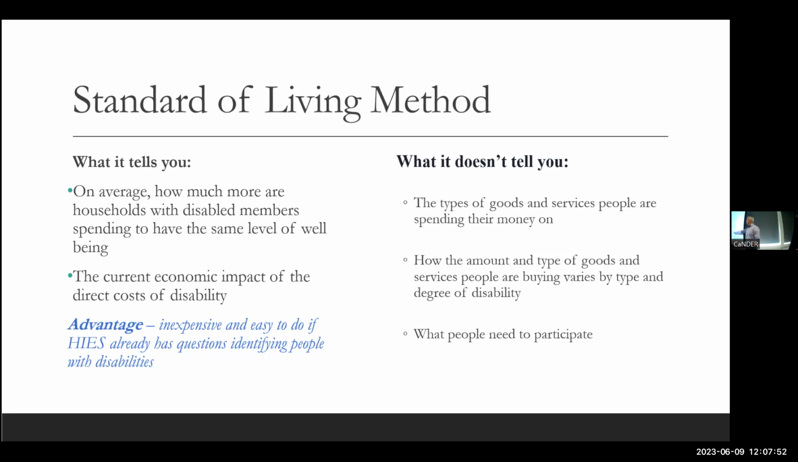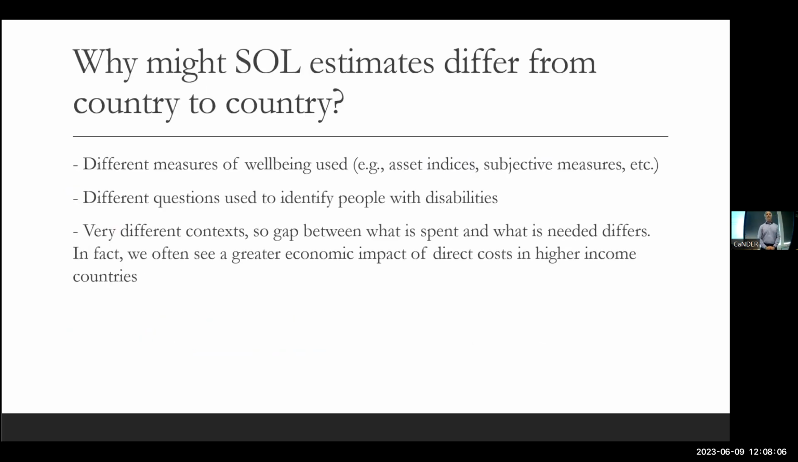And it doesn't tell you what people need to participate, right? As we said, there's a gap between what they're spending and what they need, and that standard of living method doesn't tell you anything about what they need. Okay, so while the information can be useful, it's very limited in what it's actually telling you. And we can see very different estimates from country to country for a variety of reasons.